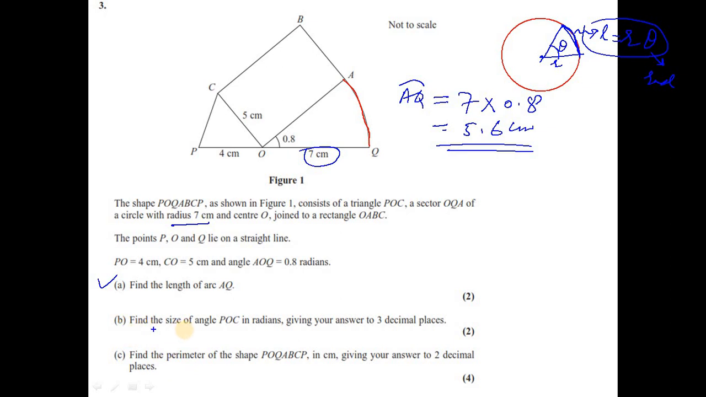B, find the size of the angle POC in radians, give your answer to 3 decimal places. So POC, you need to figure out this angle. I'm just calling it angle theta. It's a question mark.